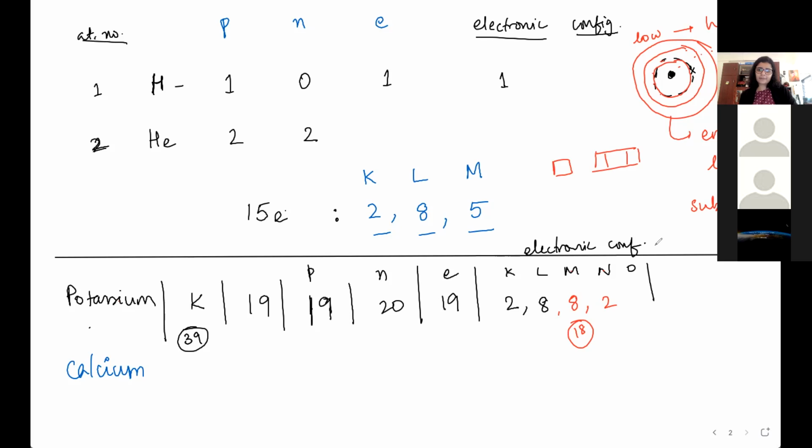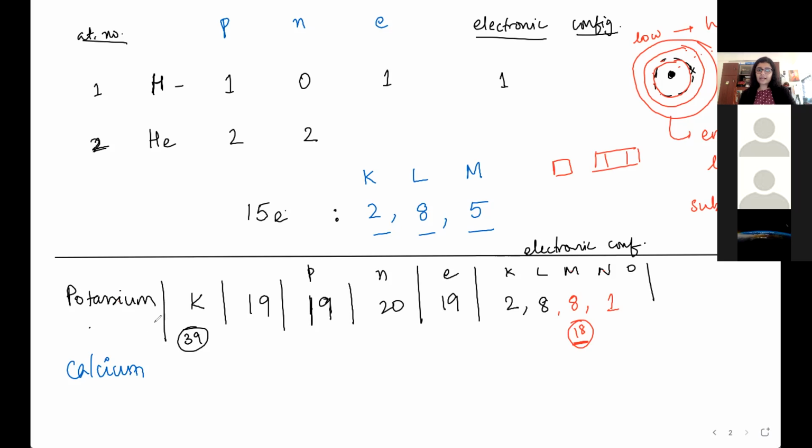Ma'am, but the distribution of electrons is not equal to 19 here. It's 20, I guess. It would be 2881. Okay, so the third shell can take up to 18 electrons, but it won't take 18 in one shot. First 8 will fill, then it will go to the fourth shell, then it will come back again for the next part of it. So for now, just remember that potassium and calcium are a little different, and that's all you need to remember.